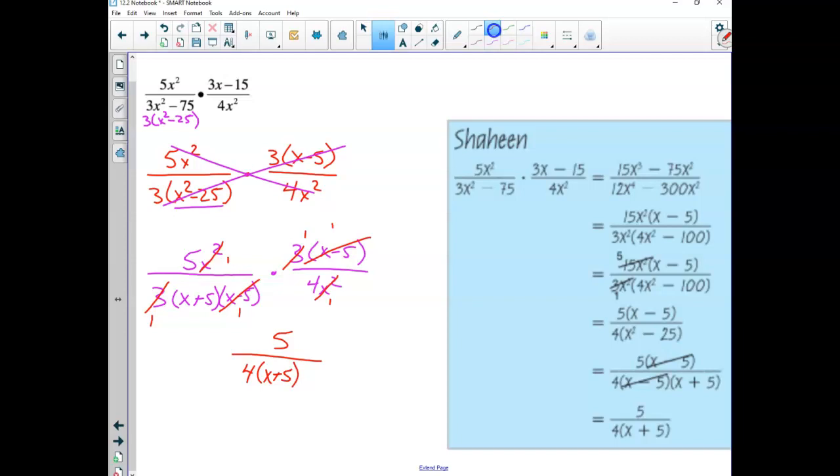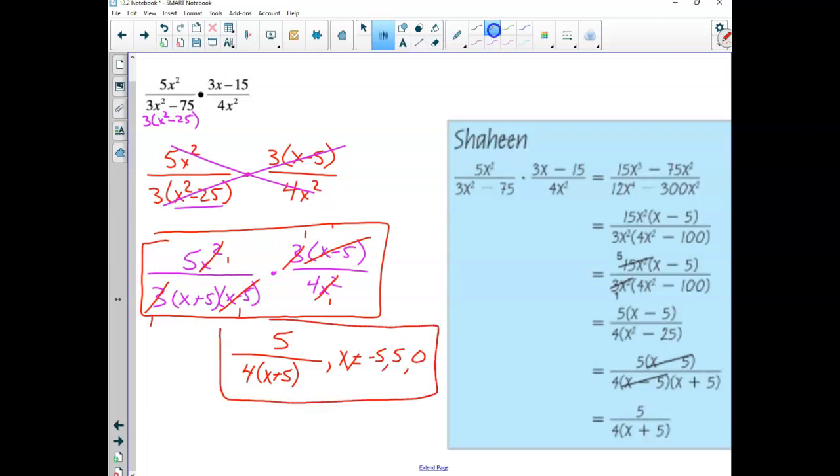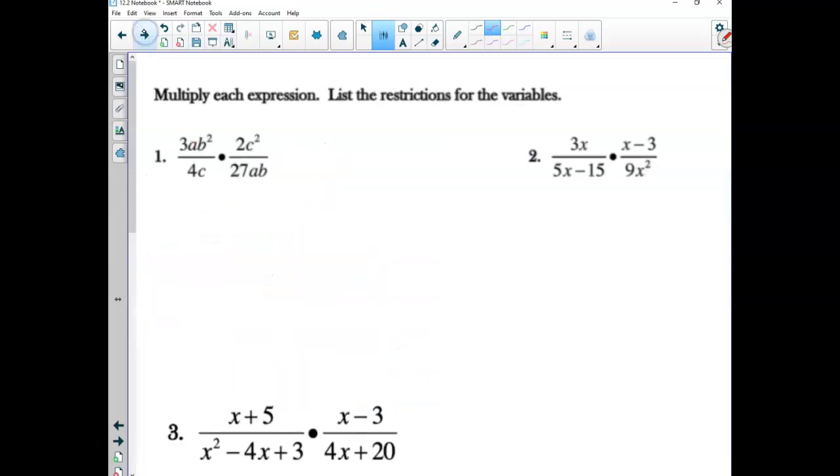And I should also list my restrictions that I have going on here, all right? And my restrictions are x can never equal, well, look back to where before I started reducing anything. I can't be -5, I can't be 5, and I also can't be 0. So that is my simplified fraction. And if I can't plug these numbers, these restrictions, in at the beginning, I can't plug them in at the end, all right? So we're going to move along here.